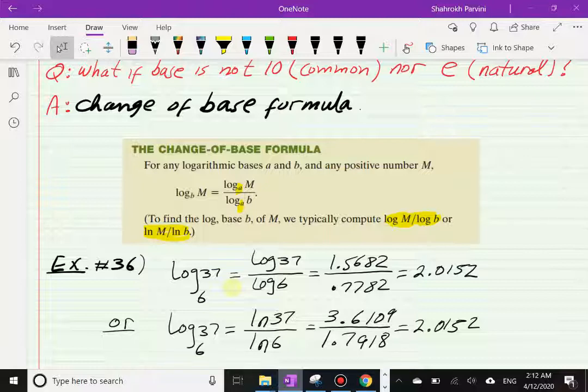Okay, so if you note in here now, you can see that these two answers are the same, and they have to be. Because again, the change of base doesn't care what base you use. So you can use common log, natural log, whatever base. Okay, so there is your number 36.